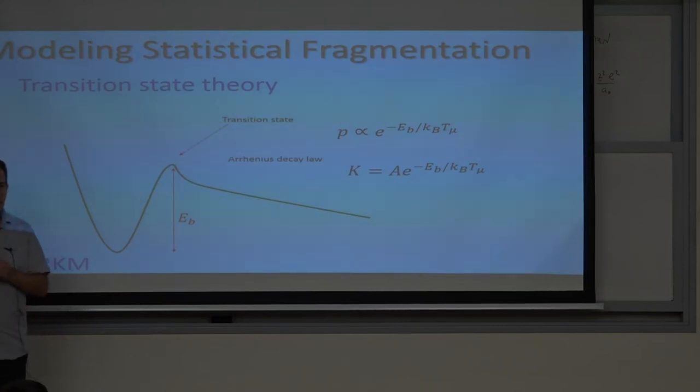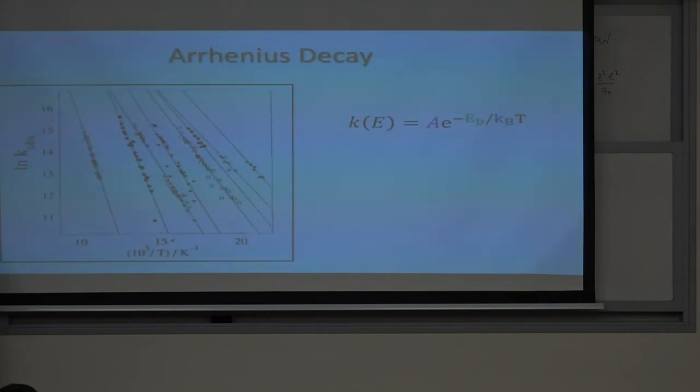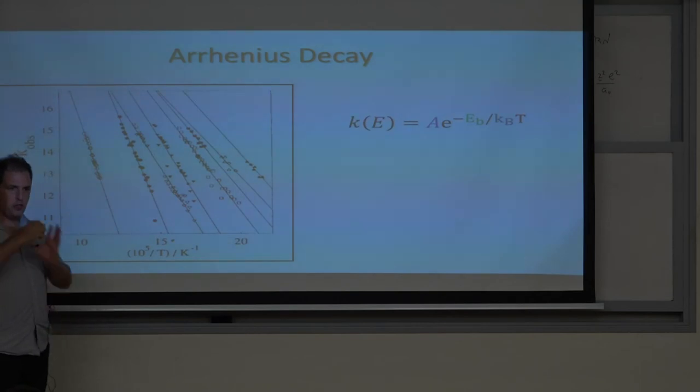Sorry? In very, very large systems, does it reach a maximum slope? Yeah, I think what you'll see here is that this is the binding energy, the energy to take out one atom. Now you expect that for very large clusters, this energy will be independent of the size of the cluster.